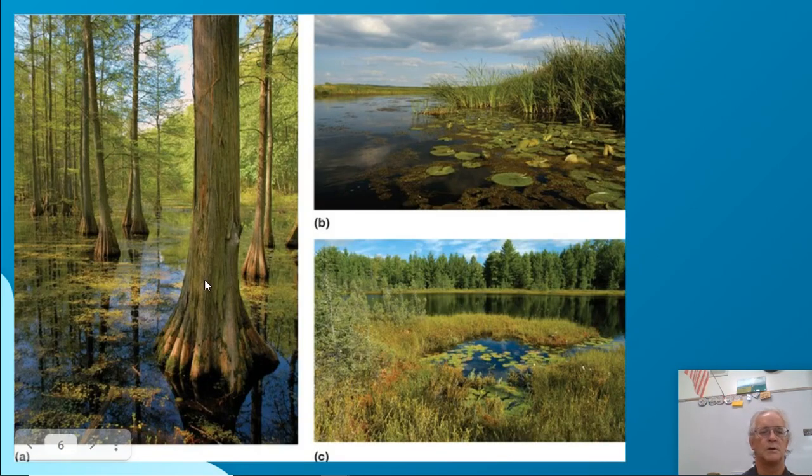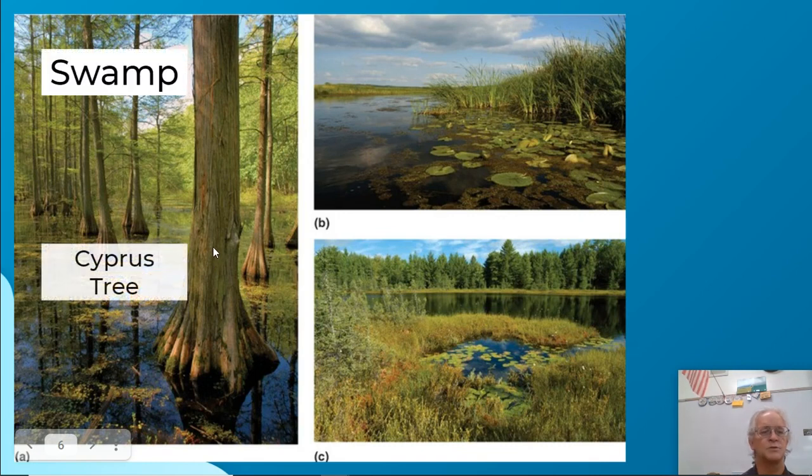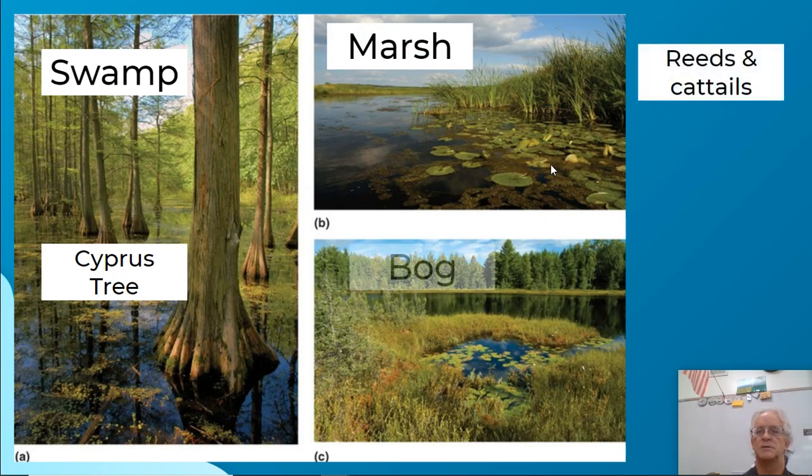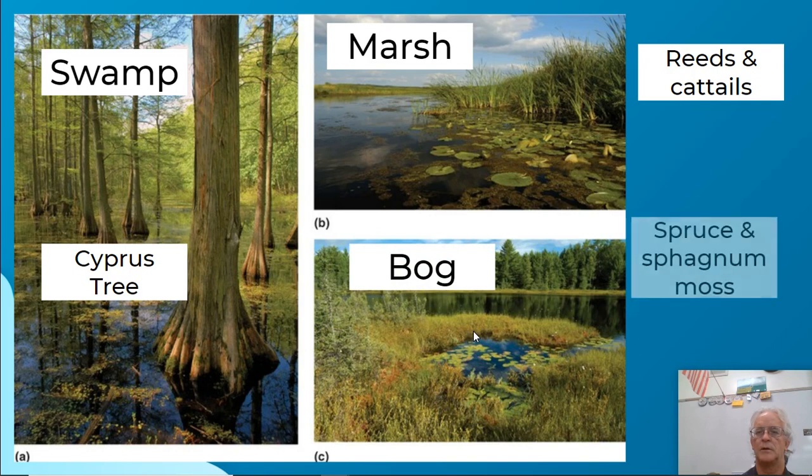Here we have a swamp, with a cypress tree. Notice how the roots go out to help support it in the water. We've got a marsh, which has lots of reeds and cattails. We have a bog, with spruce trees and moss all around them.